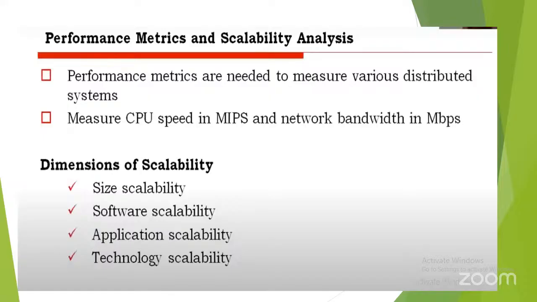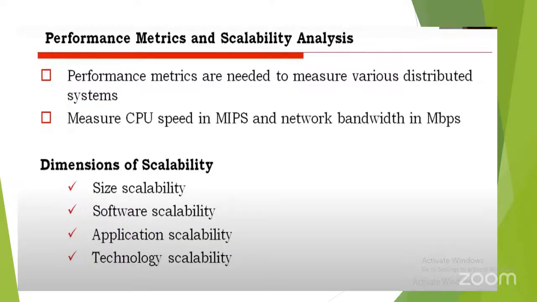Performance metrics and scalability. Performance metrics are needed to measure various distributed systems. Measure CPU speed in MIPS and network bandwidth in MBPS. So performance is not only about how many users it is servicing, but also time. The performance of a CPU can be measured in MIPS. MIPS is million instructions per second.